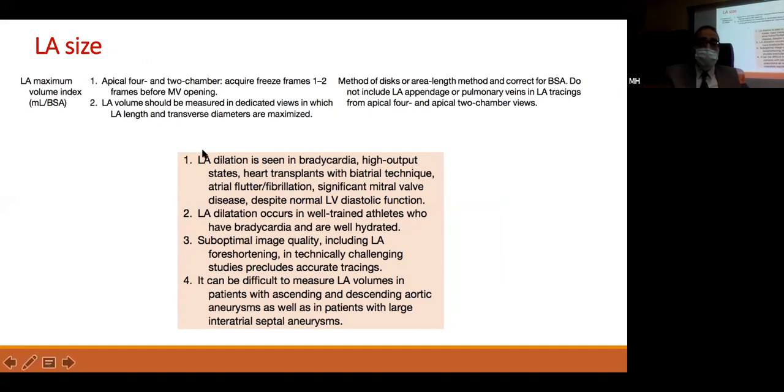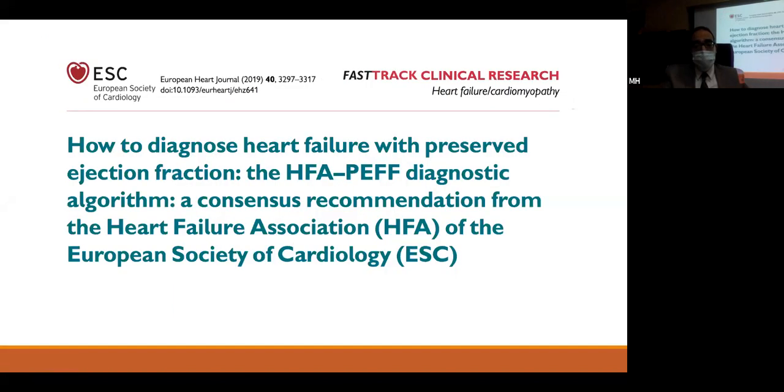We need to know that sometimes left atrial dilation occurs even in normal patients in the presence of bradycardia, in well-trained athletes with bradycardia and who are well hydrated. So the left atrium can be normally dilated even without any pathology in the heart. In high cardiac output states, patients with AF have some dilation of the atrium, and definitely patients with mitral valve disease may have left atrial dilation without LV diastolic dysfunction.